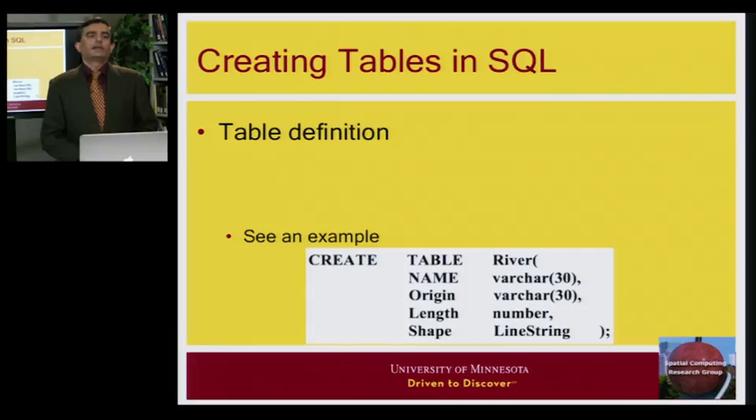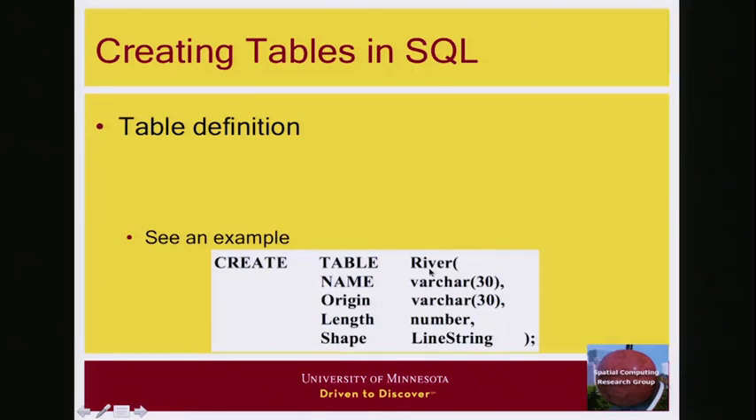In order to define the table, we use the create table statement. At the bottom of this slide, you see an example. So when you see this create table, you first see the name river. So this is creating a table with the name river. And then it is listing all the columns of this table. So in this case, you see the columns name, origin, length and shape. So this table has 4 columns.